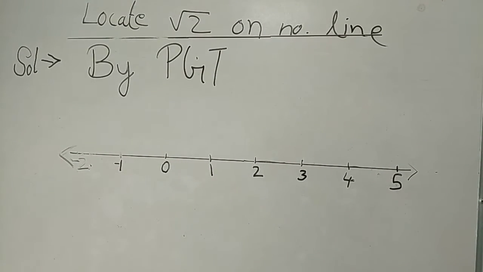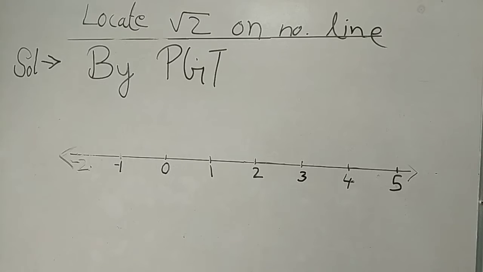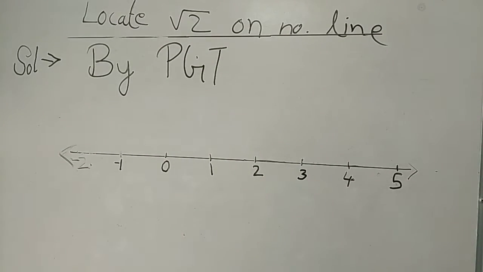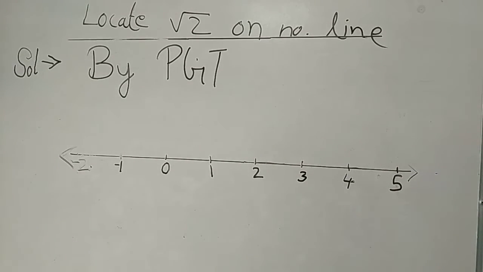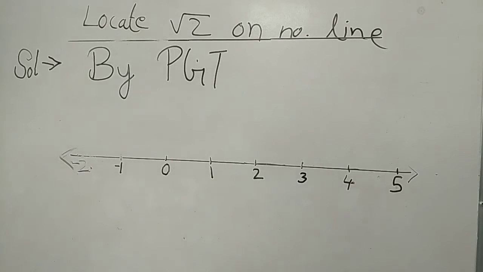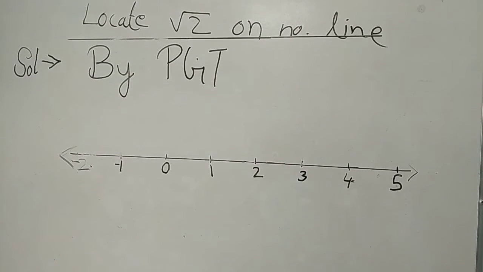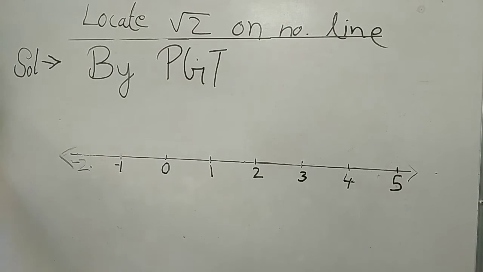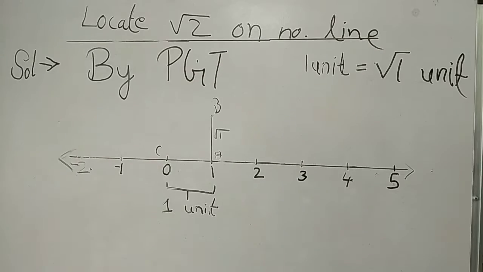We can find it by using the number line. So we will start from 0. We will use the Pythagoras theorem for solving this question. As you can see, I have made a number line here. Now let's try to make a triangle so that we can use the Pythagoras theorem, a triangle whose hypotenuse will be equal to root 2.